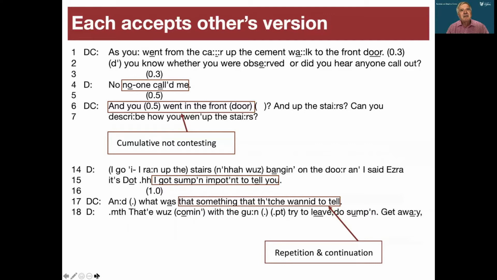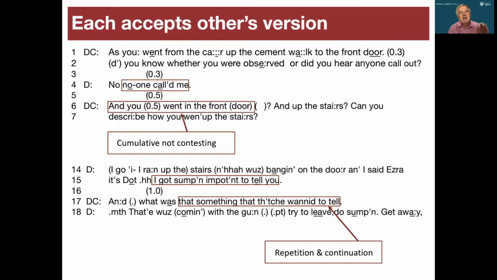Notice the extent to which each question takes on trust the veracity of the prior answer. In line 4, she said, "No one called me." Notice actually that she's repeated, in line 2, "Did you hear anyone call out?" She says, "No one called me." So she repeats the call. No one called me. After a 0.5 second pause, he then says, "And you went in the front door."